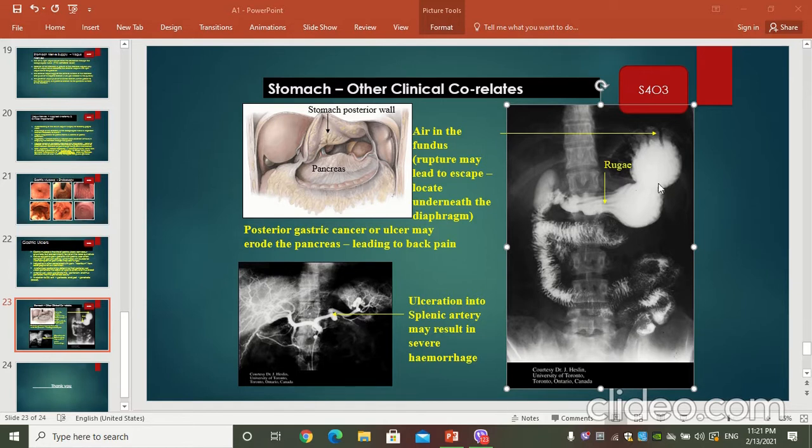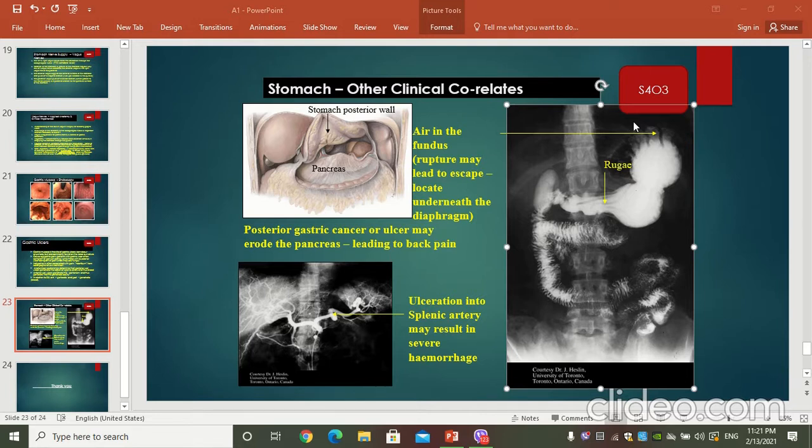It is almost J shaped. You can see the lesser curvature, the greater curvature, and also air in the fundus. Usually there is air in the fundus. Rupture may lead to escape of this air, so it is located under the diaphragm. So it's an important sign in perforation of the stomach or any part of the gut or intestine, which may lead to the escape of air, located under the diaphragm.